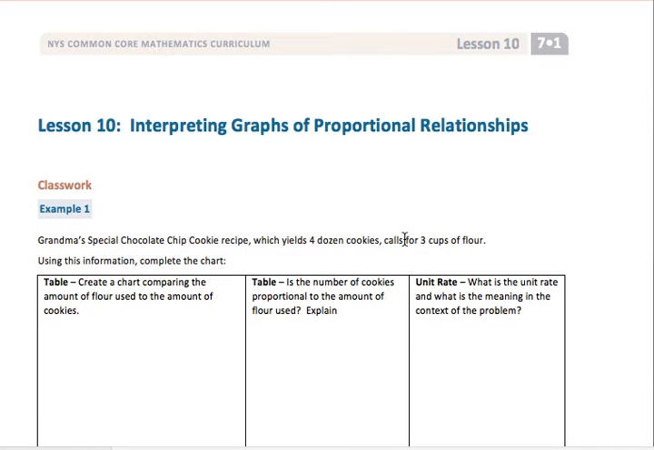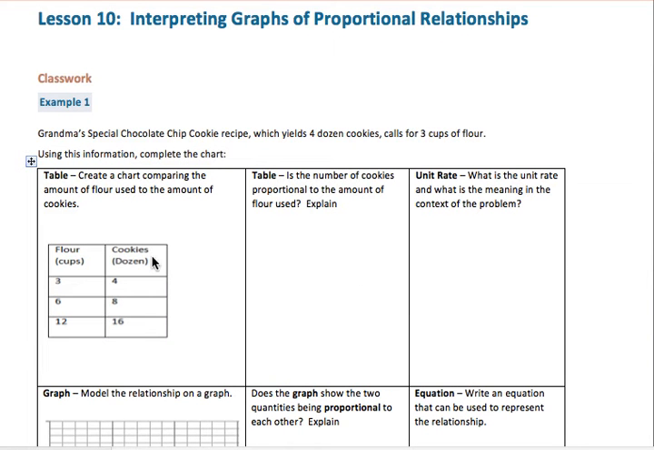flour. We're going to use that information, the cookies and the flour, to first of all create a table showing the amount of flour used to the amount of cookies. And remember, order matters. So flour will become first and cookies second. So our table then shows 3 cups of flour yields 4 dozen cookies. 6 cups of flour then would give us 8, and 12 cups of flour would give us 16.